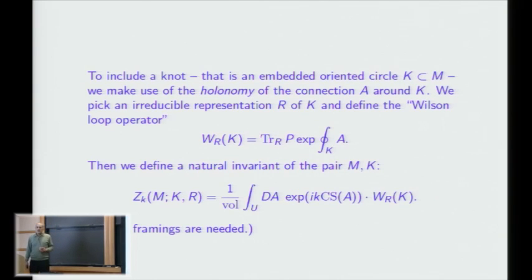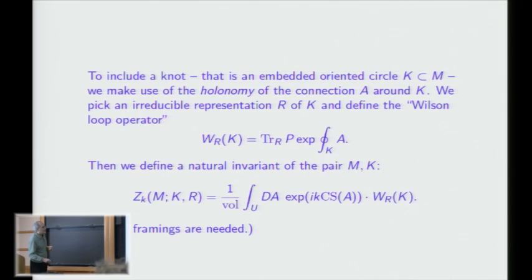gauge invariant function of a connection that makes use of a circle, but doesn't involve any Riemannian metric or other structure. And the obvious one is to pick an irreducible representation of R. It doesn't have to be irreducible, but we might as well pick an irreducible representation. Then we define what, in this context, is called the Wilson loop operator. But the Wilson loop operator is just the trace of the holonomy. So I like to say that holonomy is a 19th century concept, but you can get your name on something in the 20th century or even the 21st century if you're the first to use it in quantum theory. So that's the Wilson loop operator.